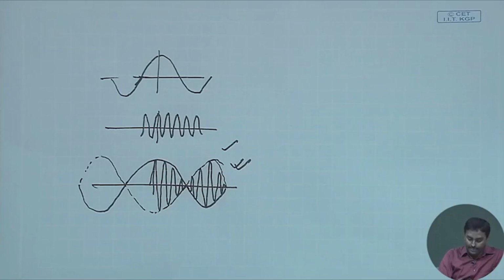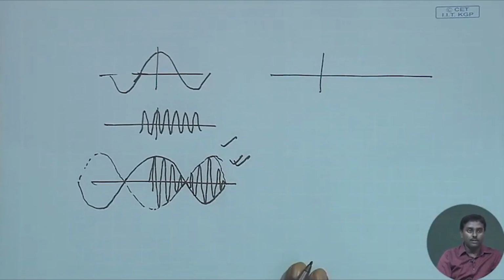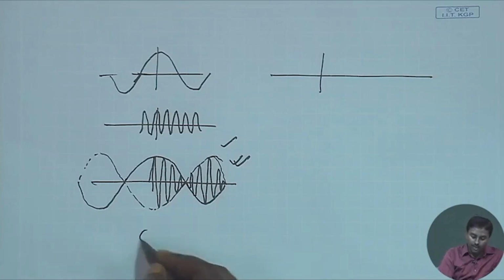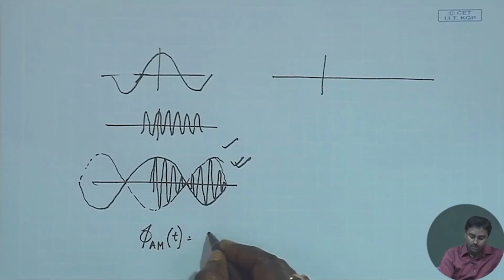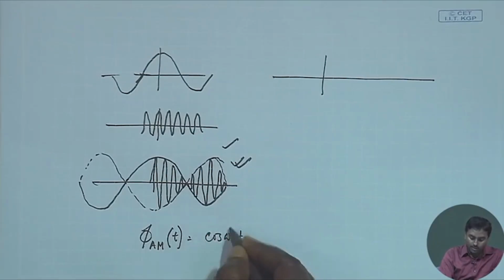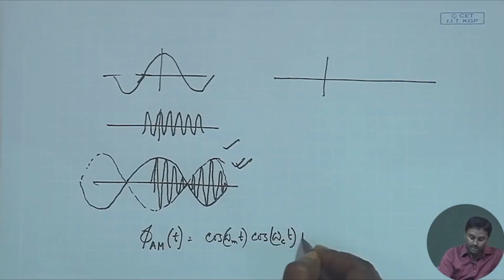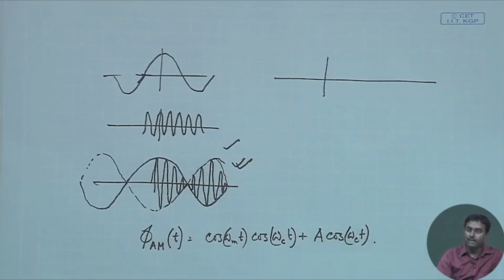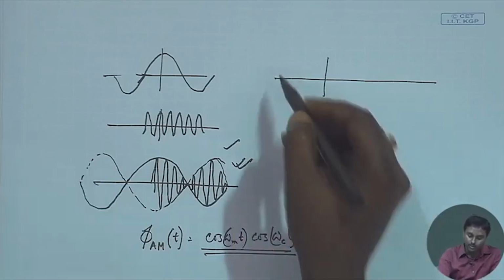Whenever we add carrier to it, what happens? So, in the frequency domain, phi am t, that is of course cos omega m t, because that is the modulating one, that must be multiplied by cos omega c t, plus there should be a cos omega c t, right, a carrier term should be there. So, therefore, this part we have already said what the corresponding frequency domain representation should be.